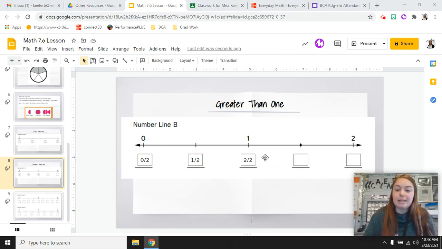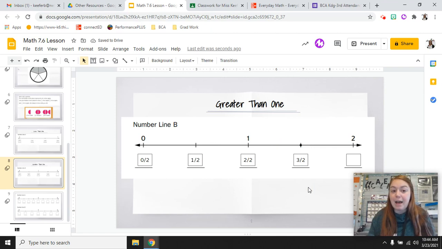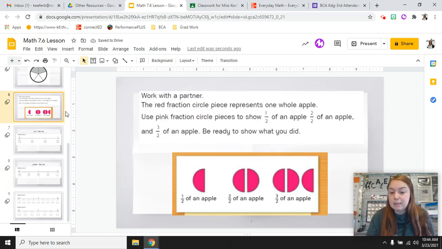Now we got to go to the ones that are greater than 1. So your denominator is going to stay the same, right? Now you're going to count the number of pieces. So if I told you your denominator is staying the same, it'll be over 2. But how many pieces would I have filled in? 1, 2, 3. So I would actually have 3 halves, just like this problem, 3 halves.